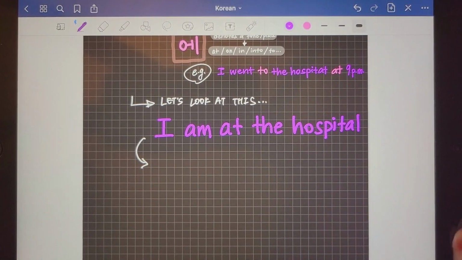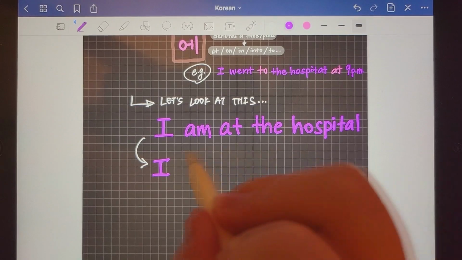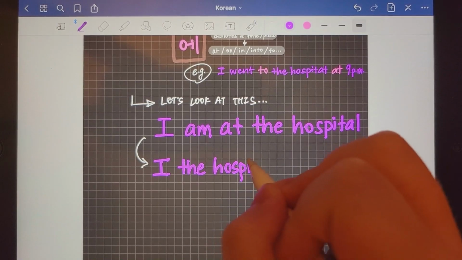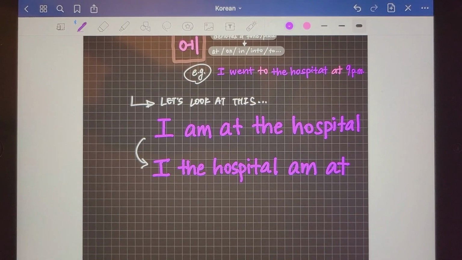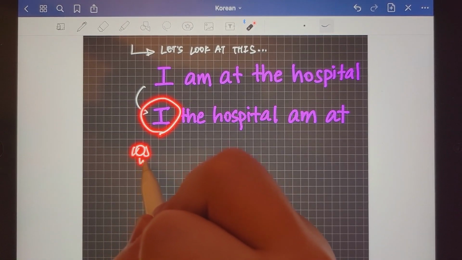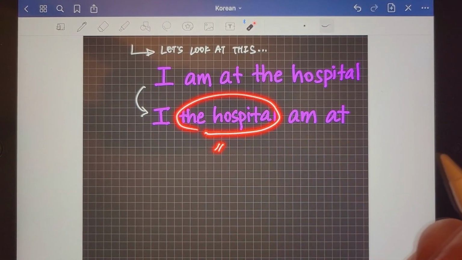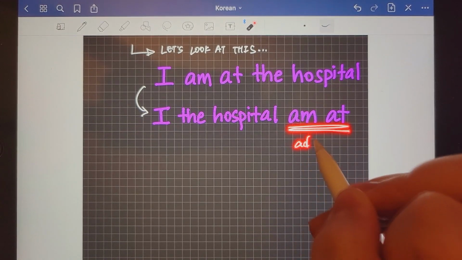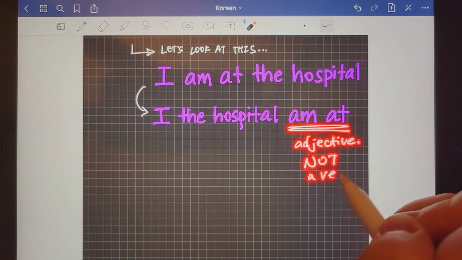Let's change this into the correct order, and if you can guess it, that'd be awesome. But we will go over it. Subject first, and then the location or place, and then the adjective coming last. So, I is gonna be like a dog with a tail. The hospital will also have a tail, and am at is just an adjective, so it's not gonna have a tail. And remember, it's not a verb.